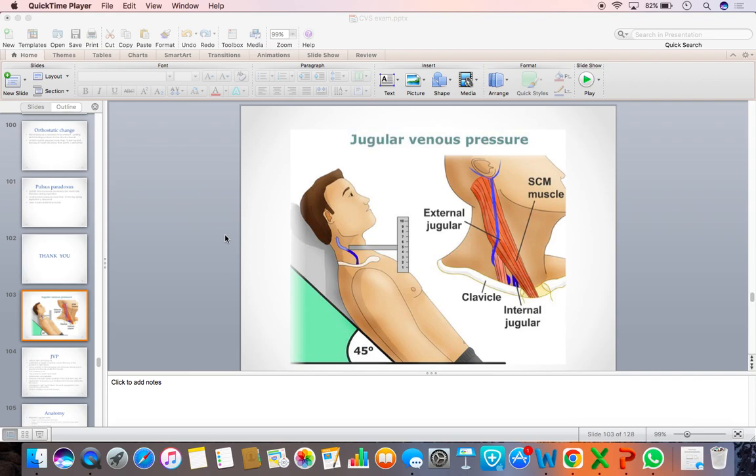So the picture shows the patient is kept in the supine position with the head end of the bed elevated to 45 degrees. Examine the vertical column of pulsations of the internal jugular vein on the right side.